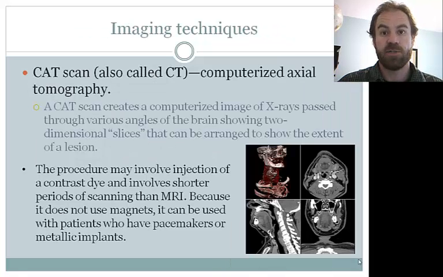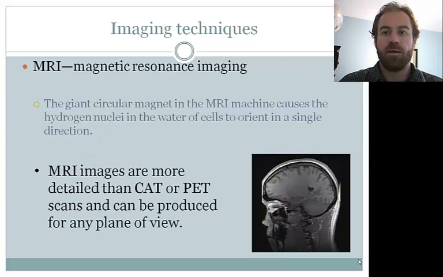A CAT scan, or CT scan, is a computerized axial tomography of the brain, or the region being studied. The CAT scan uses X-rays to show a two-dimensional slice of the brain. CAT scans are very effective at finding and showing tumors and brain damage.